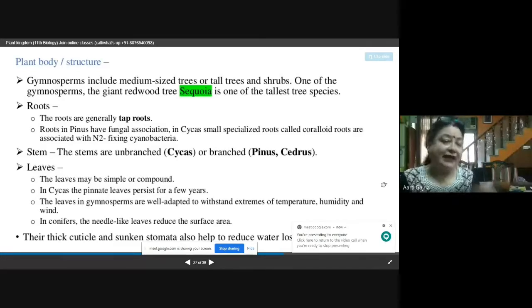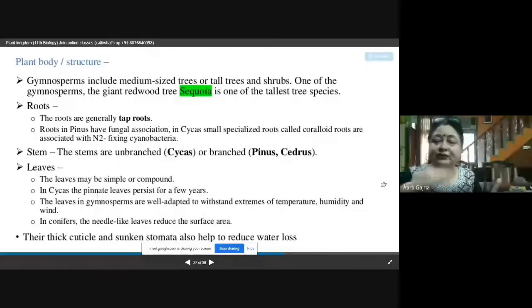And cycas, that is another gymnosperm. In cycas, we will find that roots are associated with the nitrogen fixing cyanobacteria, and these specialized roots are called coralloid roots. So this association is symbiotic because nitrogen fixing cyanobacteria is fixing nitrogen for the plant. Similarly, what is fungus doing in mycorrhiza? Fungus is absorbing phosphates and other minerals for the plant. So it is a symbiotic association of the roots of the gymnosperm plants with fungus or with nitrogen fixing cyanobacteria.